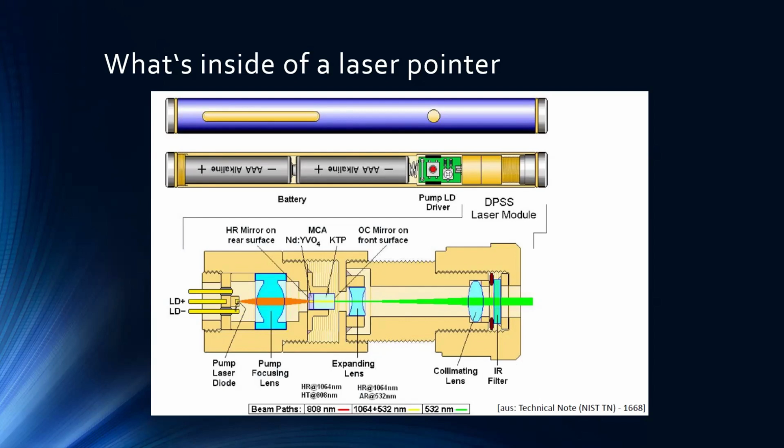Oh yeah, diode pumped solid state laser. So we're looking at this unit. This laser is a solid state laser. We use this material, neodymium doped yttrium vanadate, and we have as a pump a smaller laser, which is a diode laser. This diode laser is powered by an electrical circuit, which is what we need the batteries for.